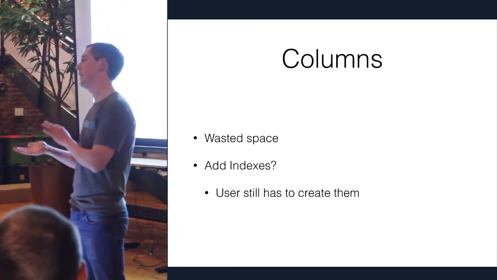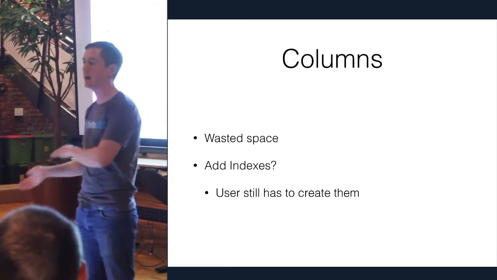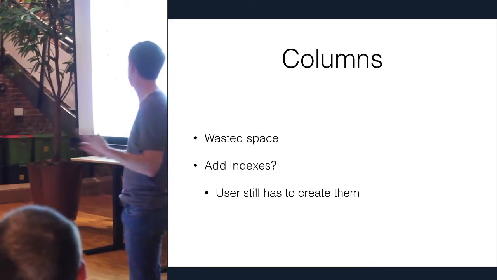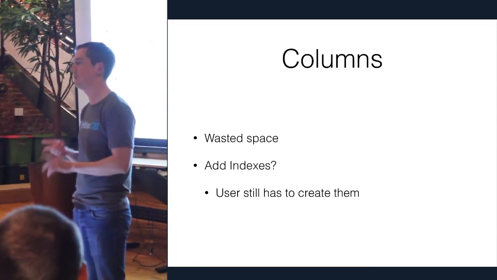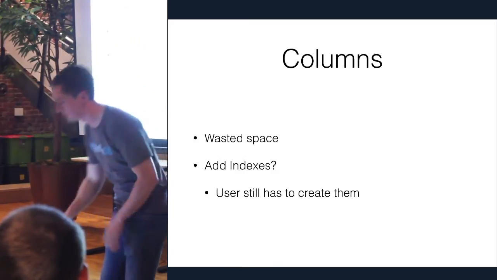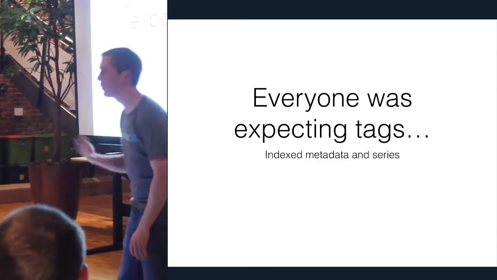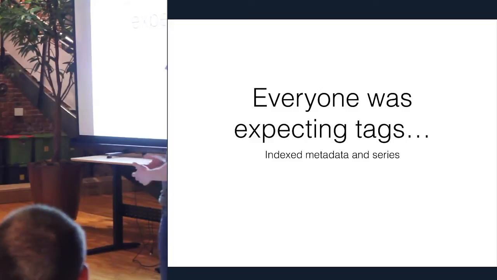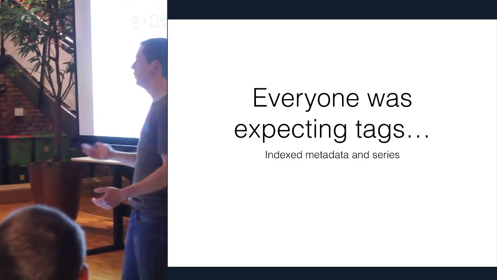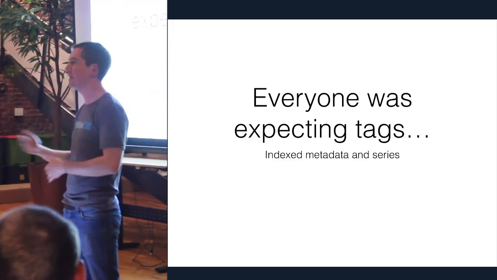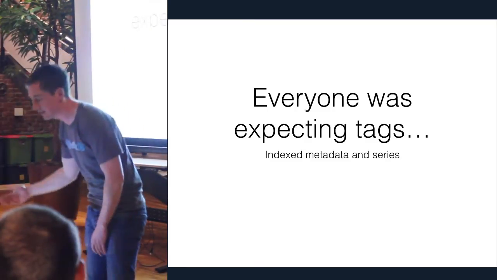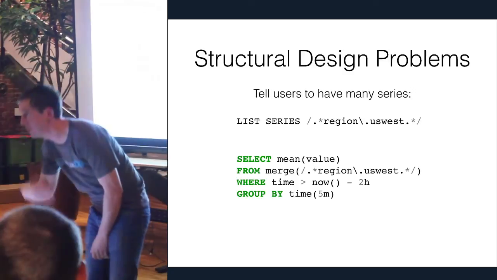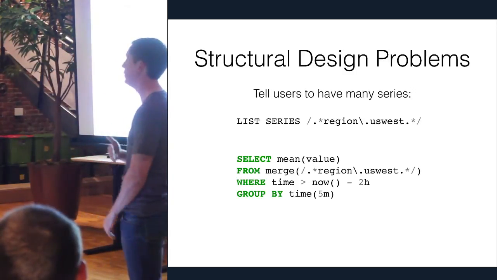So then we thought, okay, well maybe we can add indexes. We can add column indexes that allow people to index their data. The problem with that is that the user still has to create those indexes. If everyone is expecting strings to behave like tags, we should just do it that way. We should just index that data and have it so that people can query on it and have it be fast and efficient. Don't make them create indexes when we already know what they want.